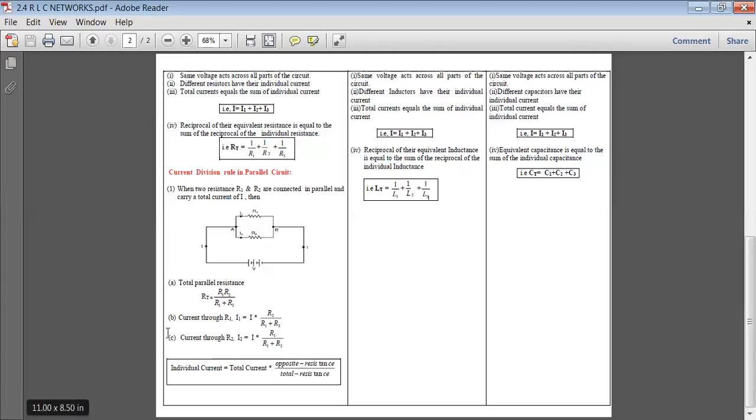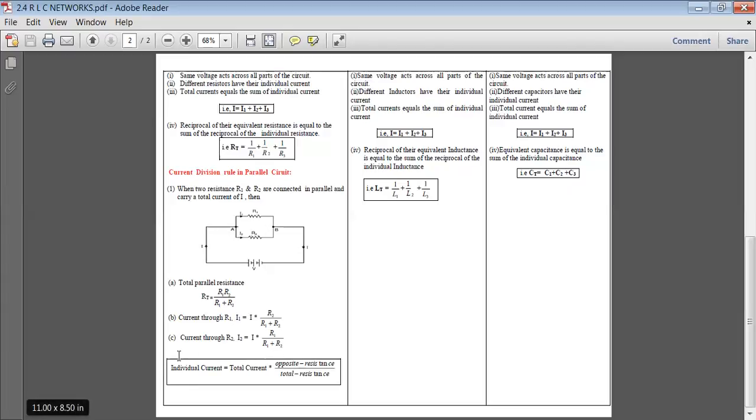Now if I want to find the current through R2, similarly I2 is equal to total current I times R2's opposite, which is R1, by R1 plus R2. And this is the formula we got.